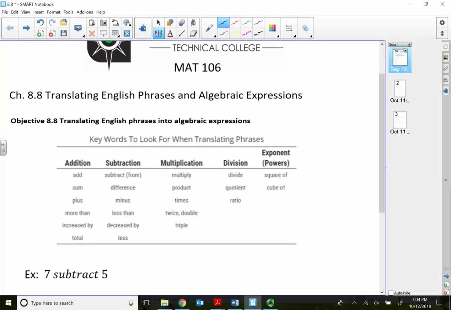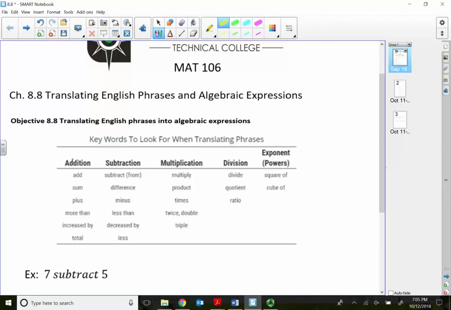All right, so here are the key words to look for when we're translating phrases. I'm going to highlight some of the important ones as well. A lot of these words you probably already learned about throughout this course. As we get deeper into algebra, some of these words become more and more important.